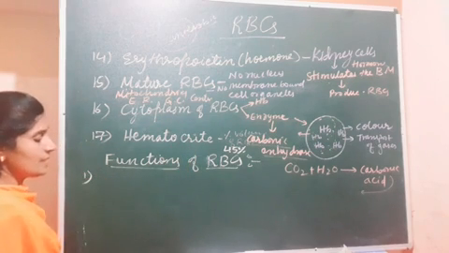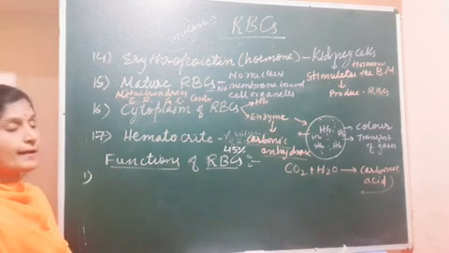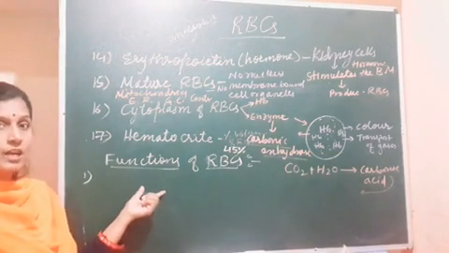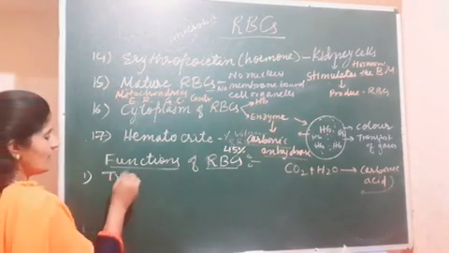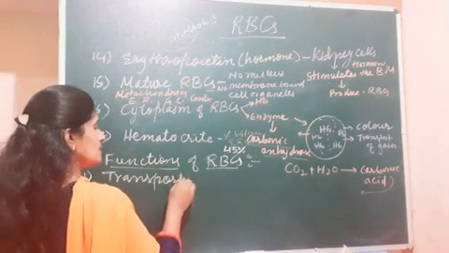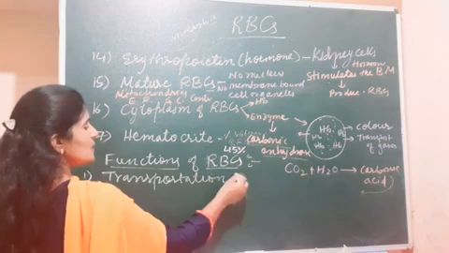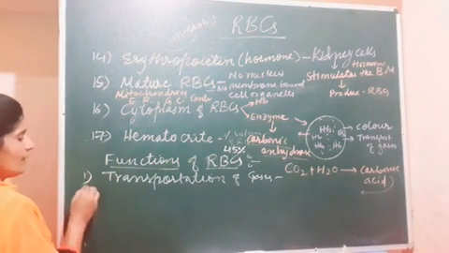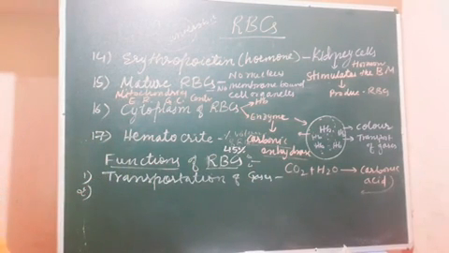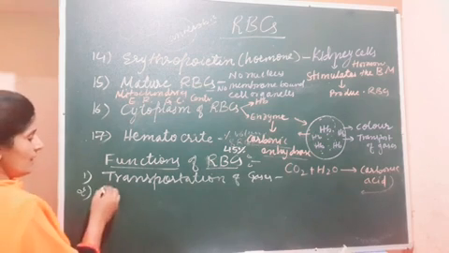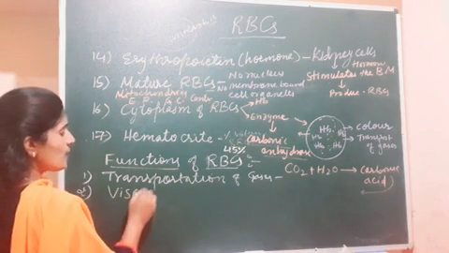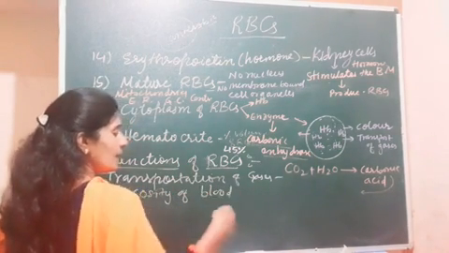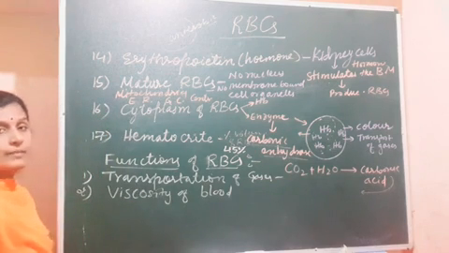First function of the RBC is, due to the presence of hemoglobin, RBCs help in the transportation of gases. First function is transportation of gases. Which gases? Both O2 and CO2. Next function of the RBC is that RBC helps in the maintenance of the viscosity of the blood. Blood is sticky in nature due to the presence of RBCs.